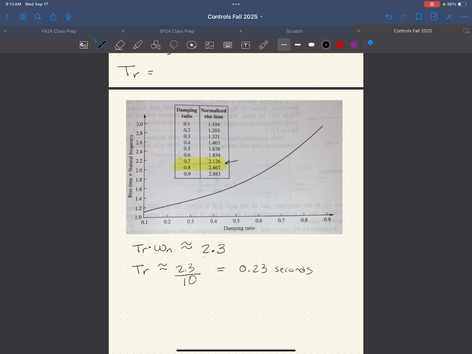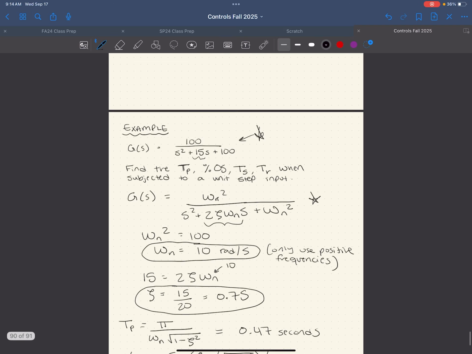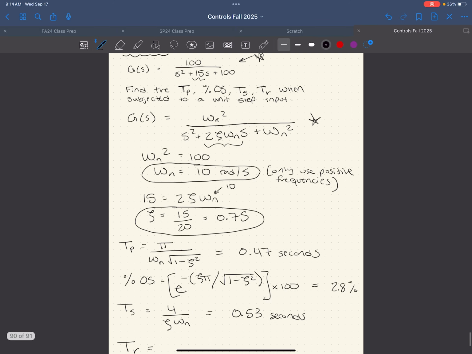All right, that's it, folks. Those are all of the time specifications for a second order system.